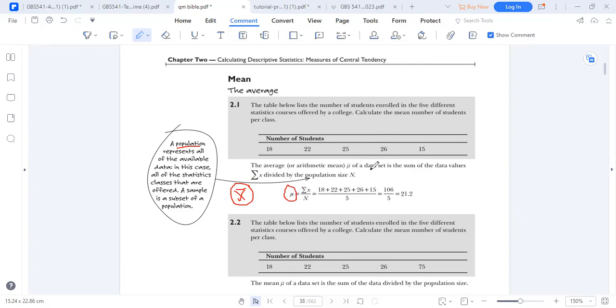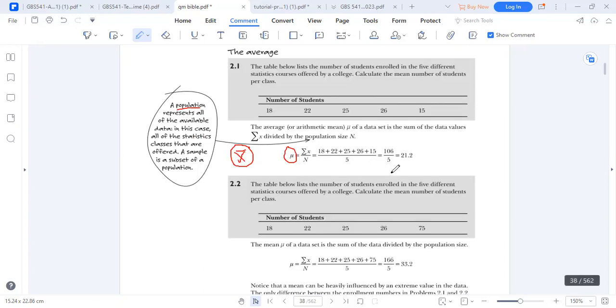So the formula is the same, but I just want you to differentiate that as what we call sample mean and population mean. So population simply represents all the available data. In statistics, these are the available observations that are there, whereas the sample is a subset of the whole population. So this is called a population mean.